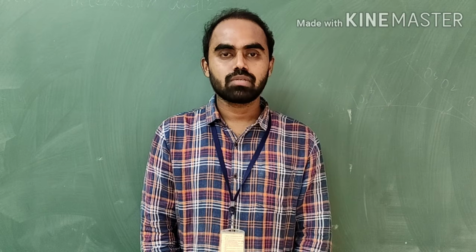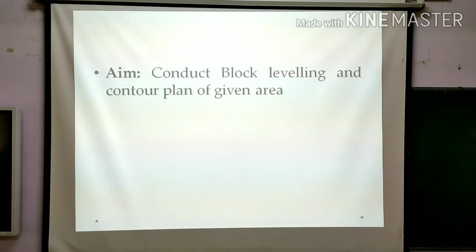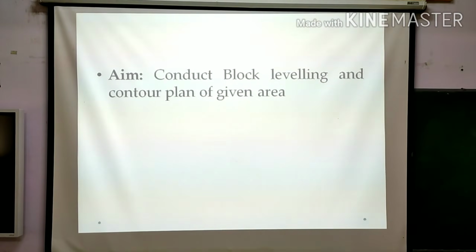In this session, I am going to explain block leveling. Aim of the experiment: conduct block leveling and contour plan of a given area.